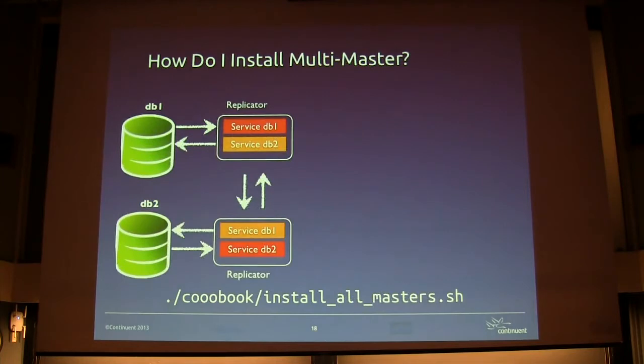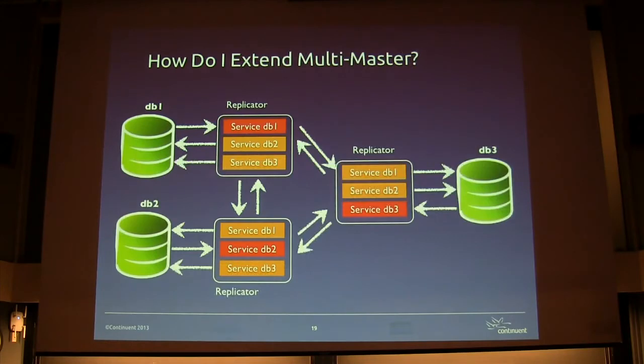Now, multi-master is the way that we have described before. This is one multi-master with two nodes, where you have two services, and it's straightforward. Each service connects to the corresponding service in the other server. It starts becoming crowded when you want to install more than two nodes. But you can do this.